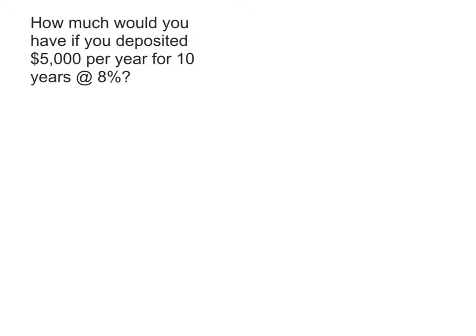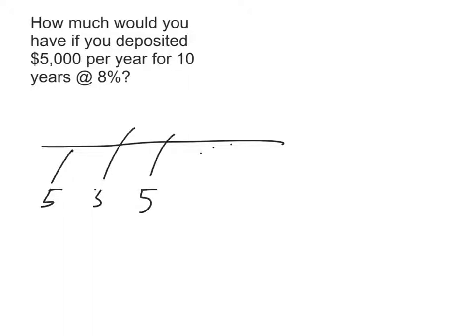The next question deals with annuities. What would you have if you deposited $5,000 a year for 10 years at 8%? Well, the fact that you're depositing the same amount at consistent intervals is going to make this an annuity. So if we timeline it, you're going to be putting in money, 5, 5, 5, etc., all the way up for 10 years at this 8%, and you want to know how much you're going to have here.